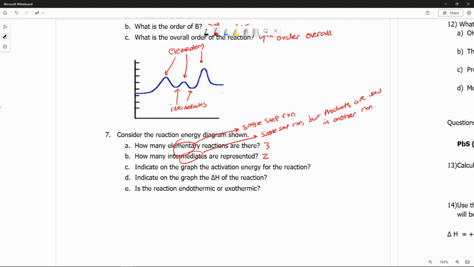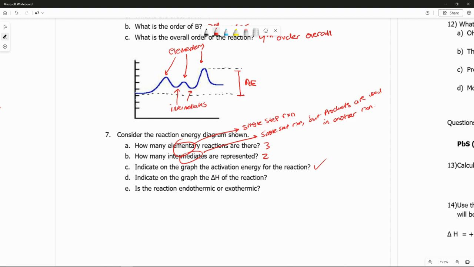Indicate on the graph the activation energy for the reaction. The activation energy is the energy needed to start the reaction. That is always going to be our highest point. So let me just draw the graph. The activation energy is going to go from our starting point to the highest point. This right here is going to be our activation energy, and we have indicated it on the graph.